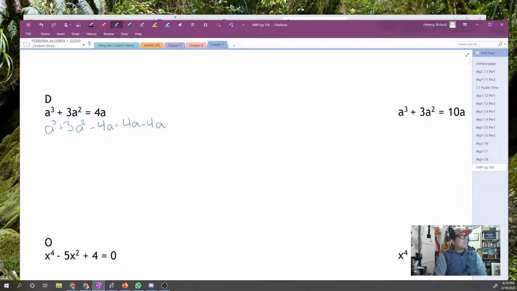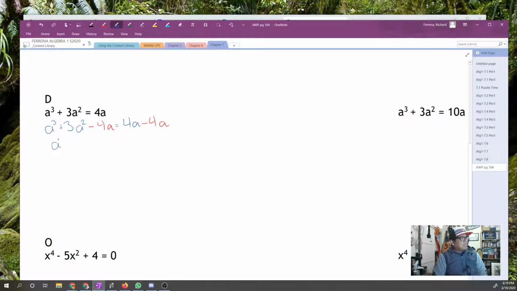Let's kind of do this old school too. This is the way we did it in class. We did color-coded that with red so you can see exactly what was going on. We're subtracting 4a from both sides. Okay, so I've subtracted 4a from both sides.